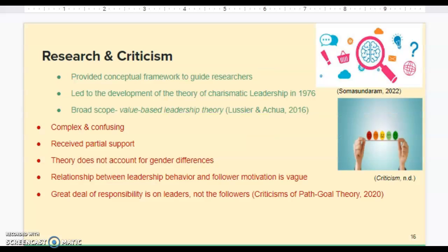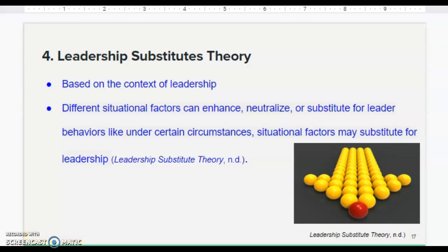Path goal theory is considered broad in scope. House referred to this as value-based leadership theory. It also provides useful ways for leaders to think about motivating followers. According to the critics, the path goal theory is significantly greater than chance, but results were quite mixed. It is also difficult to know which style to use when. Judgment calls are required to select the appropriate style as well.